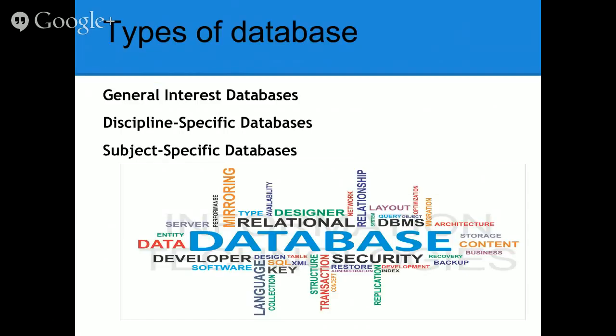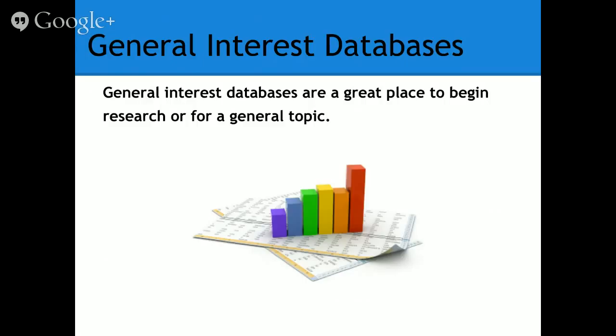And there are some types of database: general interest database, discipline-specific database, and subject database. The first one is general interest databases. They are a great place to begin research or for a general topic.